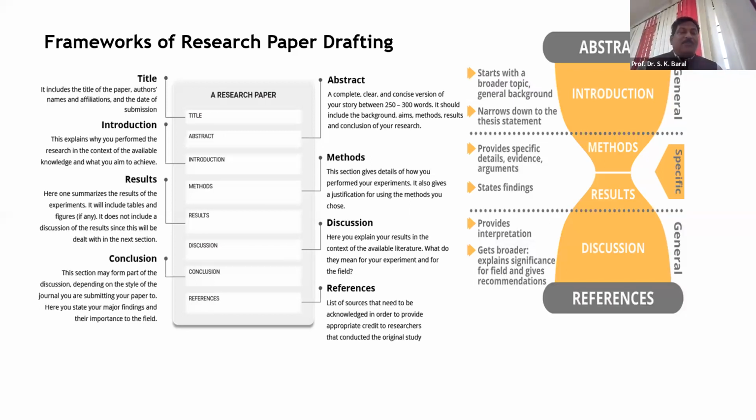You have to summarize the results of your experiments and what you have done. Always remember, when you are writing results, you have to provide different graphs and tables to support your results. And you have to state the findings here. Then the discussion takes place. Here you have to discuss the results available through your research, and the experiment and other things must be written very prominently. Then you go for the conclusion. Conclusion is your major findings and their importance to society. You have to write how it will be helpful for further studies and for society. And references, because you have to give appropriate credit to the researchers who conducted the original study and whom you have followed.